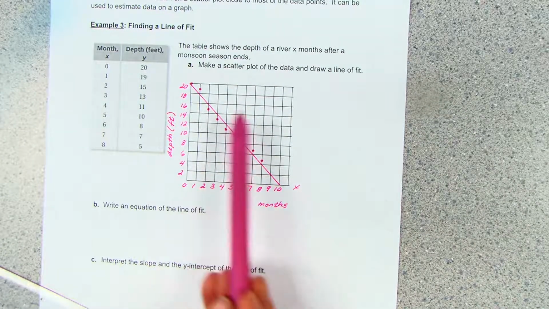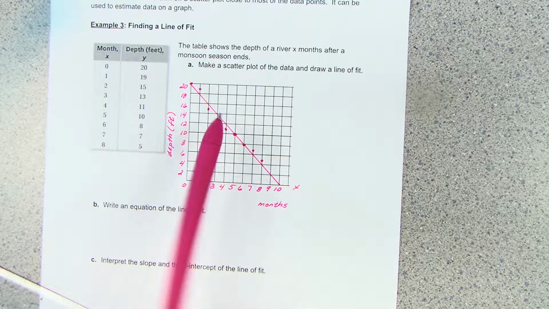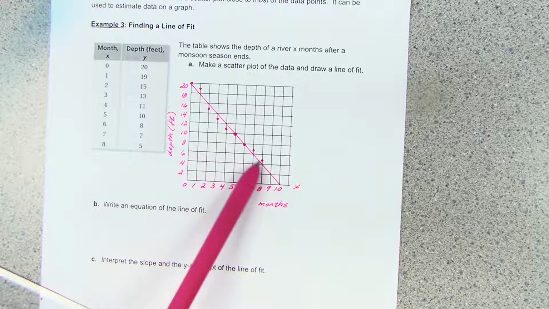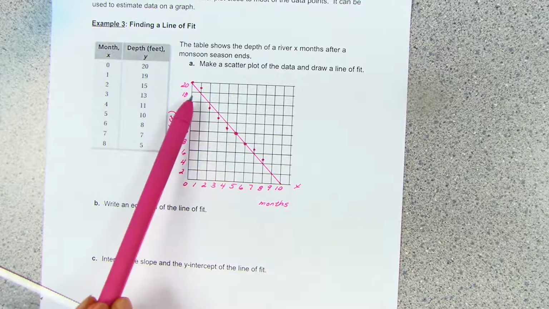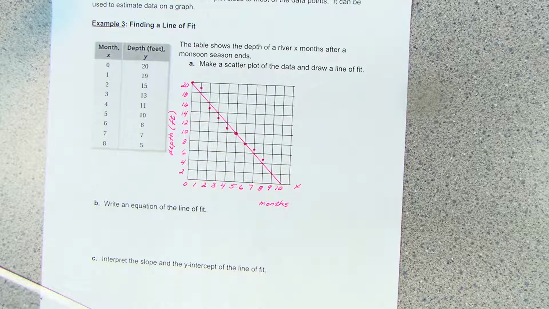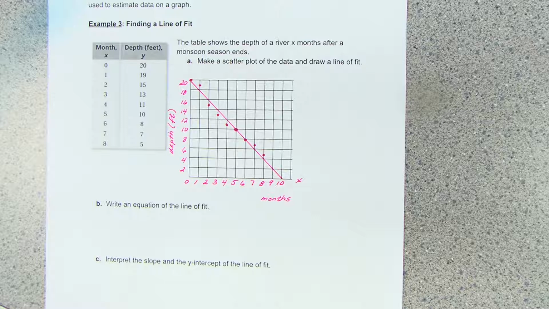Okay, so now I have made a scatter plot and I've drawn a line of fit, and I chose it so that I have 3 points above and 3 points below, and I have 3 points that are right on. So it's a pretty good one. All right, so now we have to write an equation. Oh no, what do I need to write an equation?